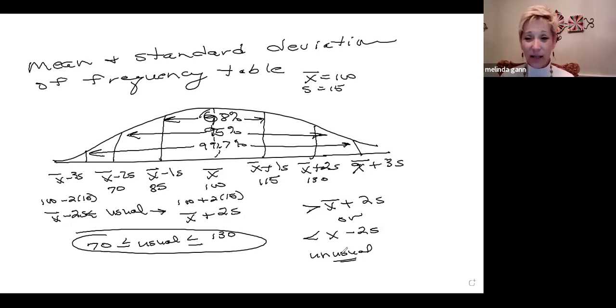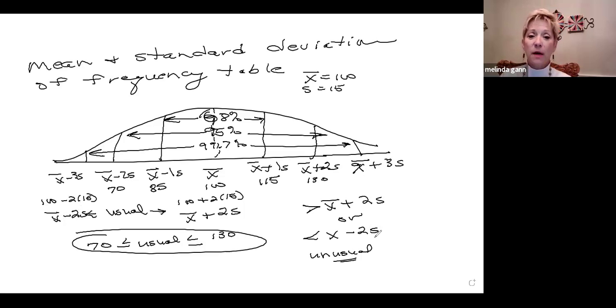Now, the mean and standard deviation are not always going to be 100 and 15. So women's weights are also normally distributed, but we all know the average weight of a woman's not 100 pounds. Okay, so these percentages don't change, these values change. But you would take whatever the mean was and whatever the standard deviation was, and you would plug it in right there. And if you're between those two numbers, it's usual. If you're above this number, it's unusual. It's unusually high. If you're below this number, it's unusually low. Okay.